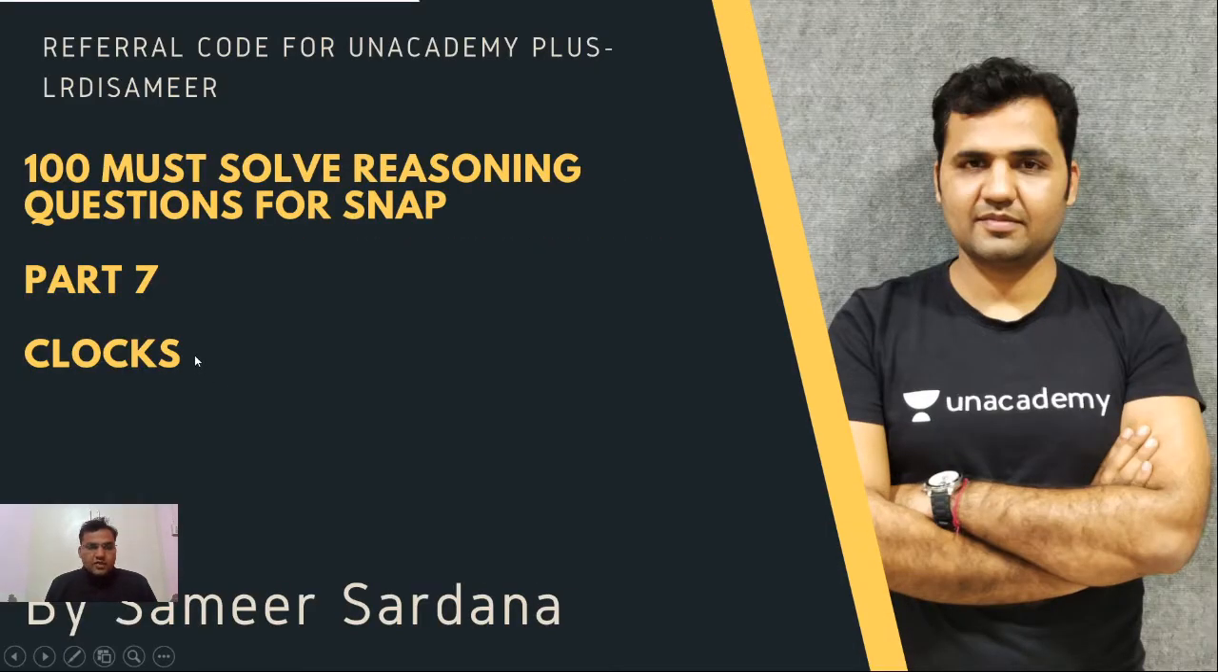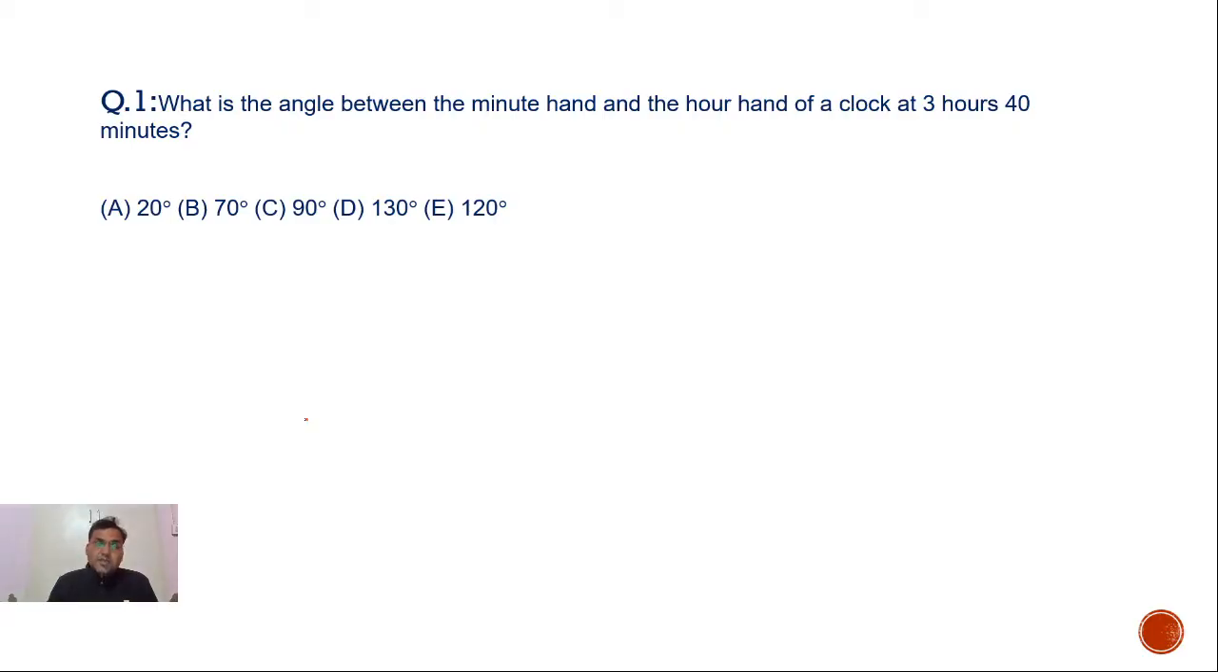In this video we will be discussing chapter number 7 of 100 marks of reasoning question. So we have covered the first part of clock. In this video we'll be practicing some more questions. In the previous video lesson we discussed the basic concept of clock, where we discussed the relative speed between the minute hand and the hour hand of the clock.